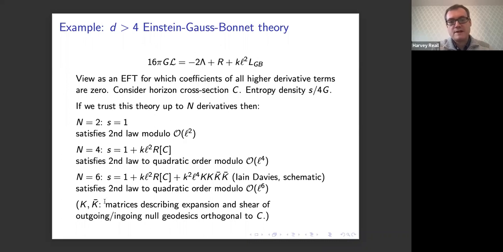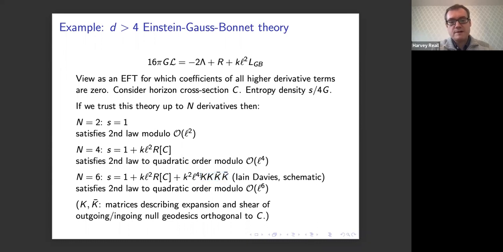Let's say we now trust this theory up to 6 derivatives. In other words, the coefficient of the 6 derivative terms here really are 0. So in our recent paper, we worked out then what the next term is in the entropy for this theory. And schematically, it looks like this.